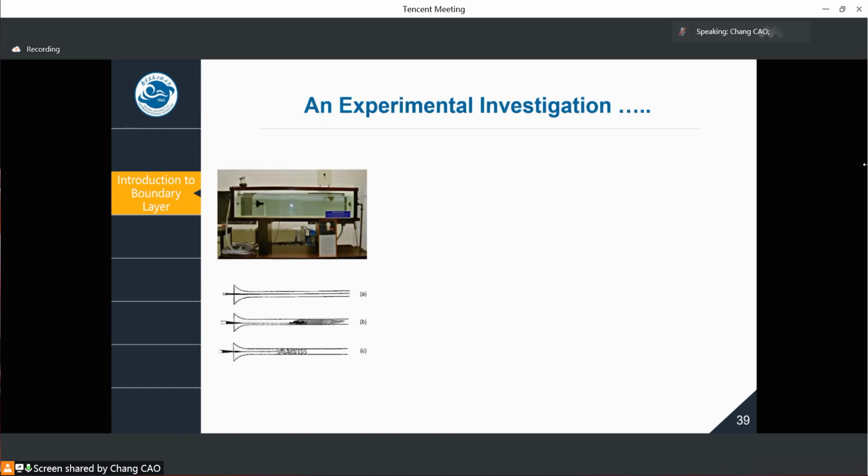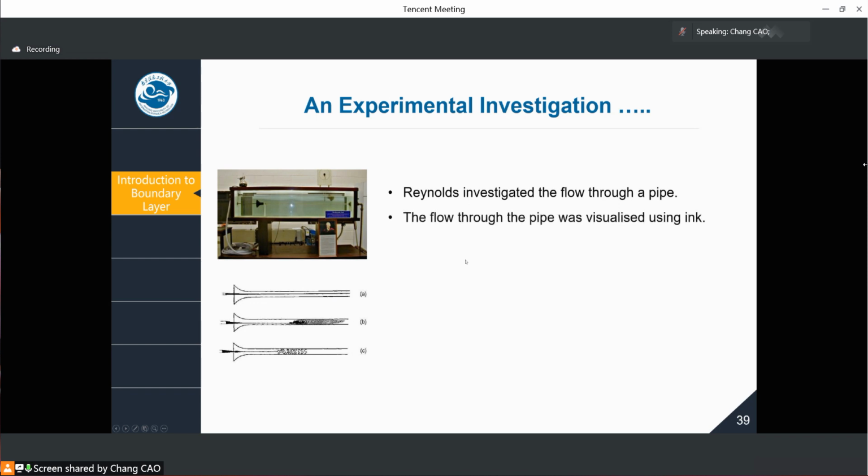And the experimental investigation of Reynolds is like this. He has done several different kinds of experiments, and here A, B, C just show three of them. He investigated the flow through the pipe, and the flow through the pipe was visualized using ink. Just like using dye in the last movie. Using ink, we can see the pattern of the flow.